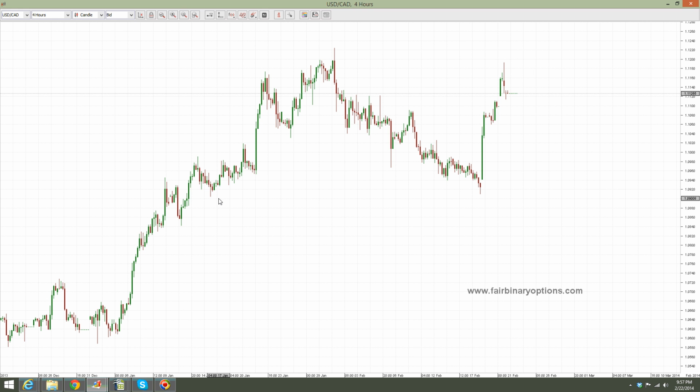We are looking over the weekend at what might happen next week, or we are laying the grounds for the technical analysis or technical trading on binary options next week. And this is the US dollar Canadian dollar.